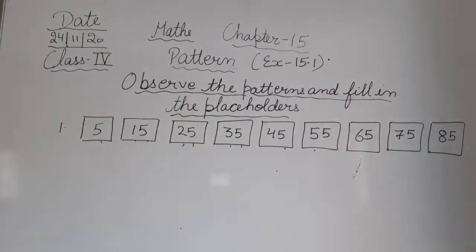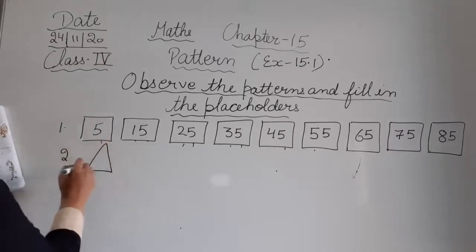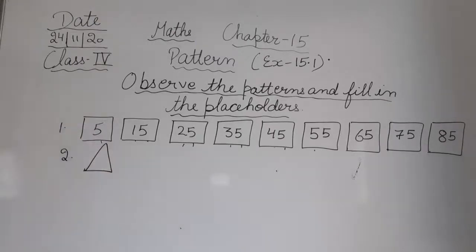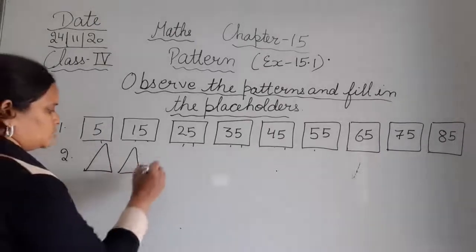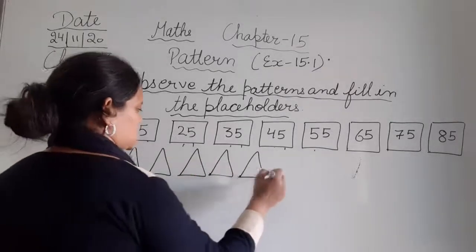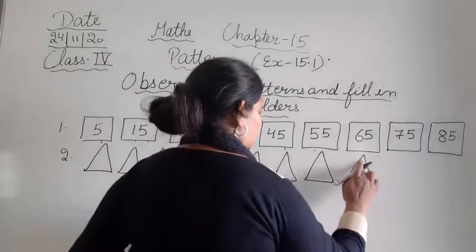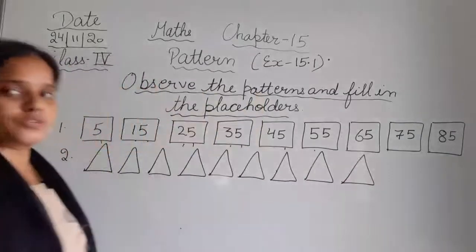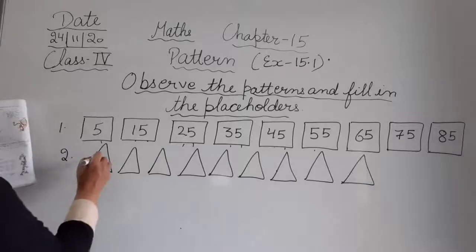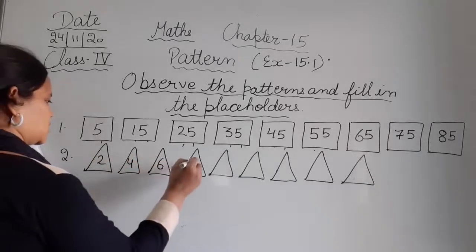Moving next to the second one. Okay, 1, 2, 3, 4, 5, 6, 7, 8, 9. Again 9 triangles are given. Okay, so the 9 triangles are given. So the numbers that are written in these triangles are 2, 4, 6.